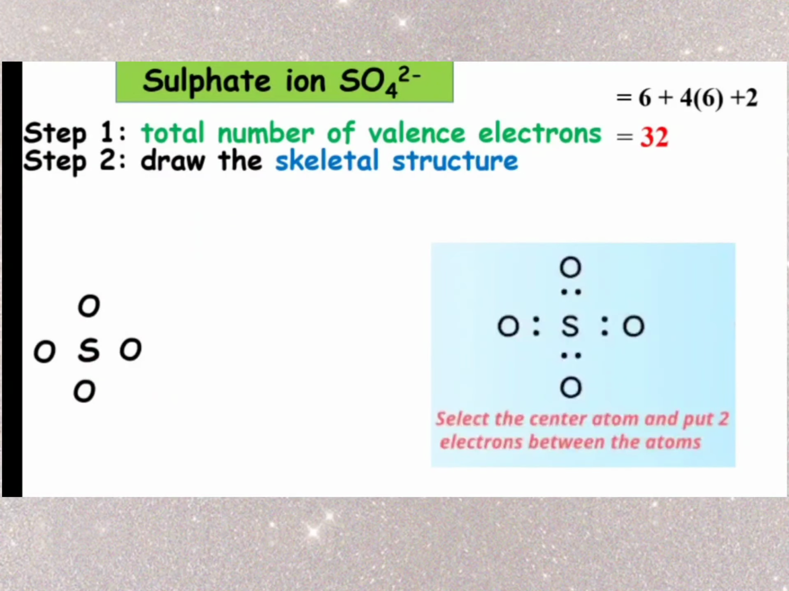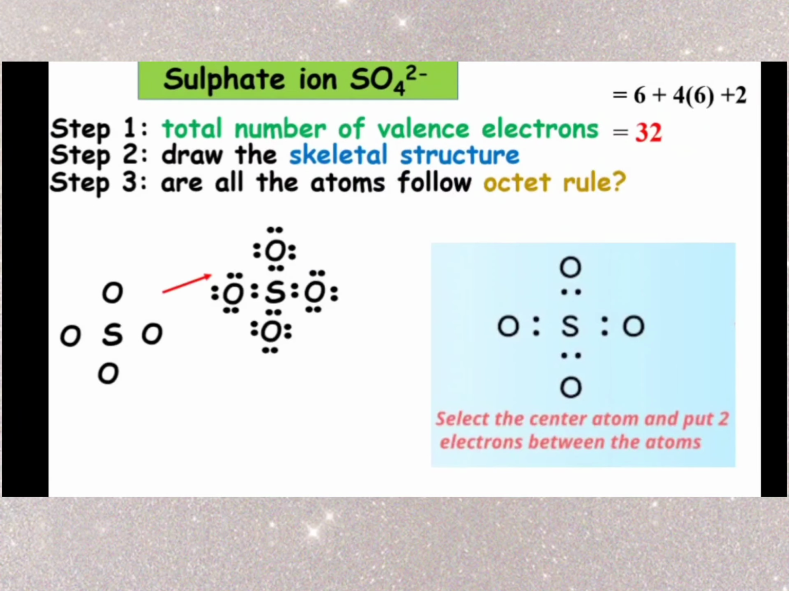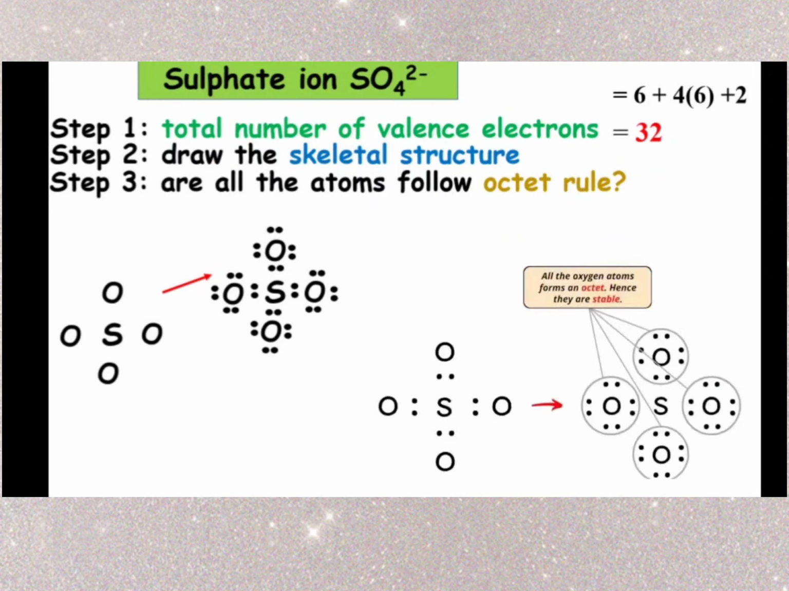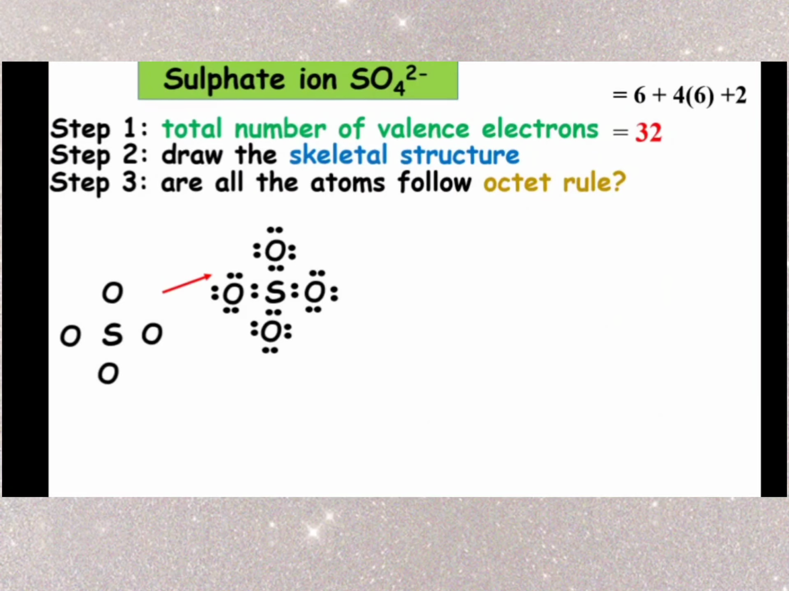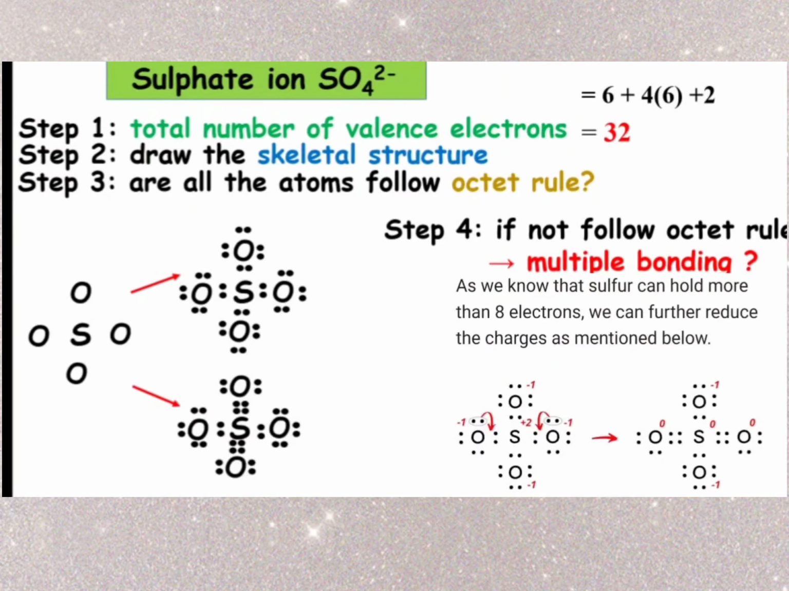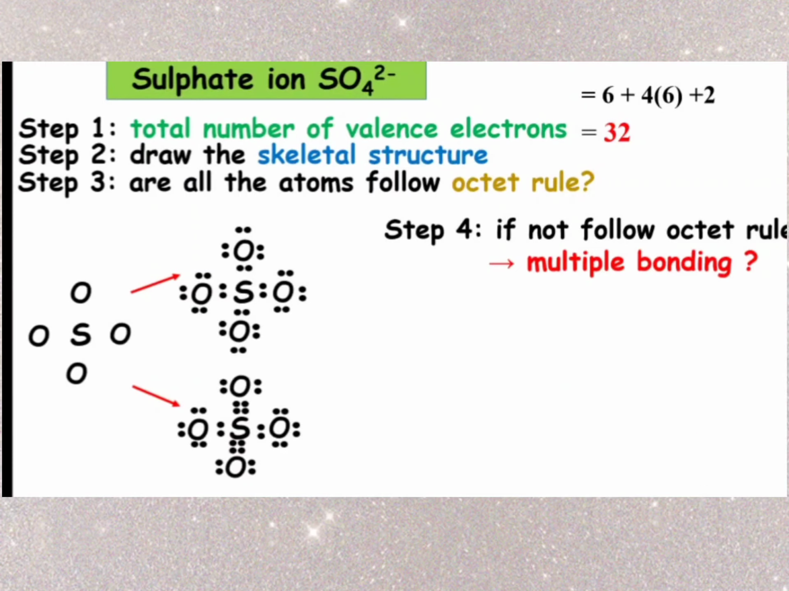Now, put 2 electrons between each sulfur atom and oxygen atom to represent a chemical bond between them. Then you have to complete the octet on the oxygen atoms so that all the oxygen atoms form an octet. If we consider a double bond in 2 of the sulfur-oxygen combinations, we will get this structure. So, which is the correct Lewis structure of sulfate ion? We need to find out the best structure.